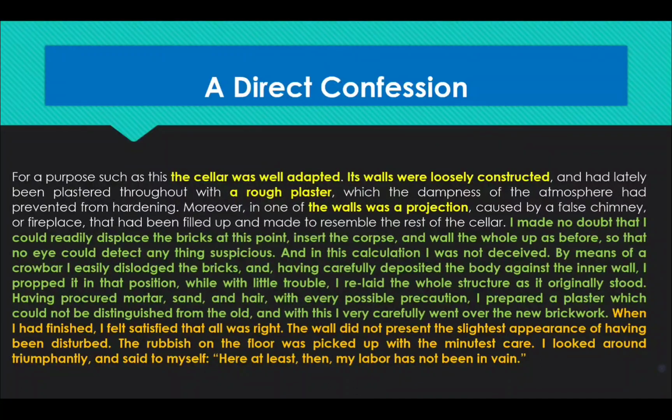The action of hiding the corpse in the wall is told as a confession with explicit reference to the self, I, with the past simple tense to show how fast the narrator was in accomplishing his action. "I made no doubt," up to the end of this long structure, which is "I prepared a plaster which couldn't be distinguished from the old, and with this I very carefully went over the new brickwork." The murder is done in cold blood without showing any sign of remorse.